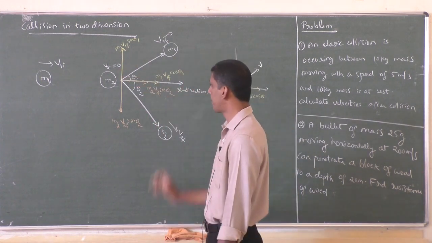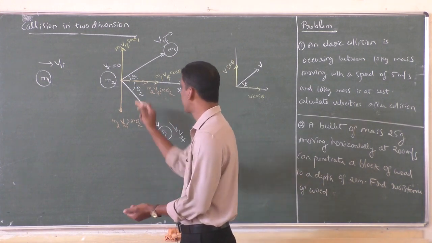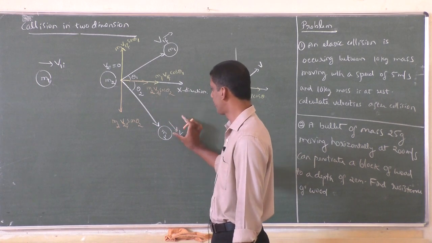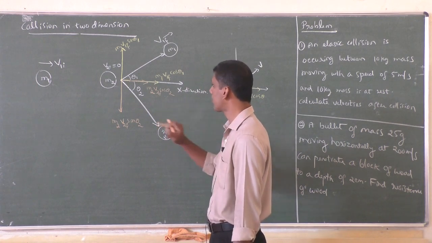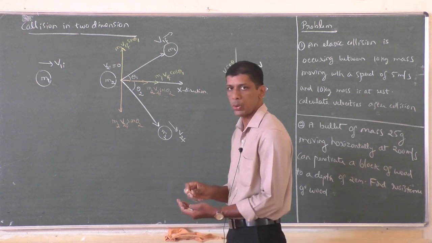Similarly, the momentum of the second body should be equal to m2 v2f cos theta 2, because this angle is theta 2, and here m2 v2f sin theta 2.